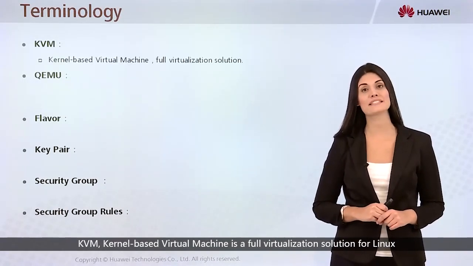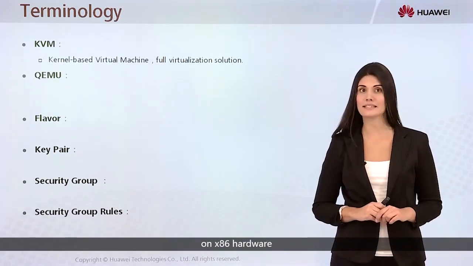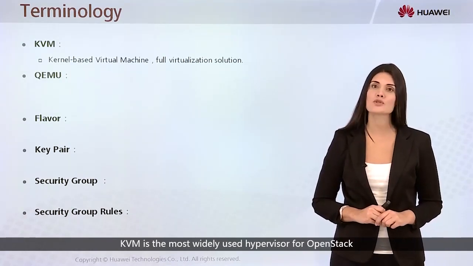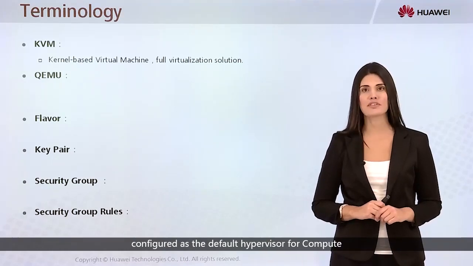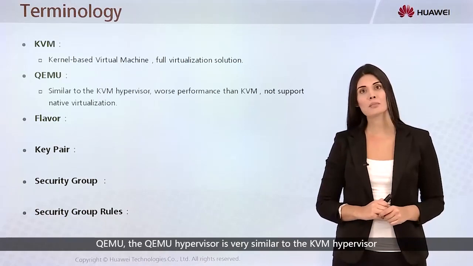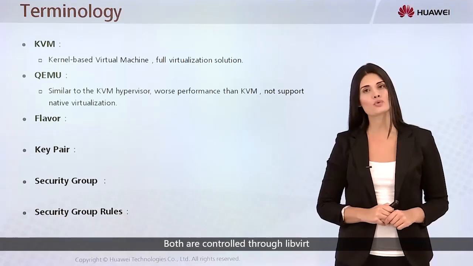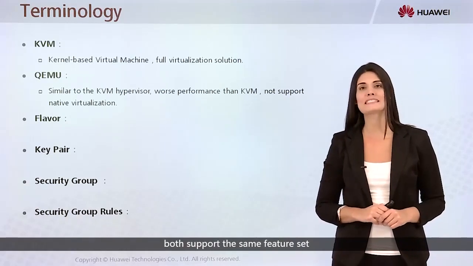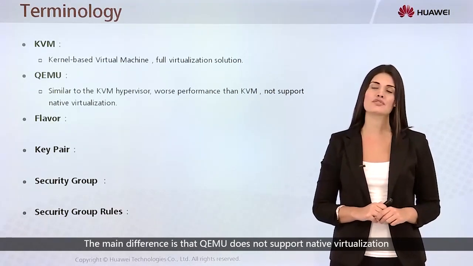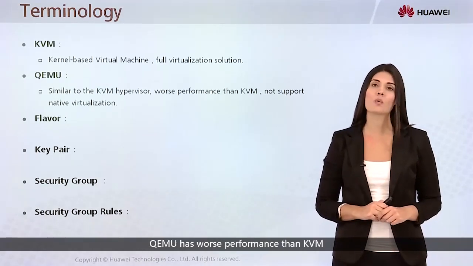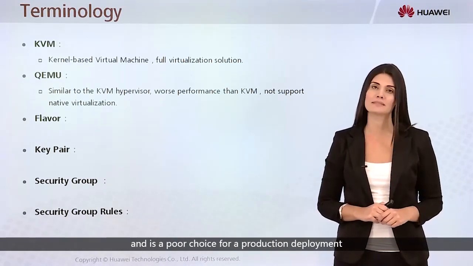KVM, Kernel-Based Virtual Machine, is a full virtualization solution for Linux on x86 hardware. KVM is the most widely used hypervisor for OpenStack, configured as the default hypervisor for compute. QEMU. The QEMU hypervisor is very similar to the KVM hypervisor. Both are controlled through libvirt, and both support the same feature set. The main difference is that QEMU does not support native virtualization. Consequently, QEMU has worse performance than KVM, and it's a poor choice for production deployment.